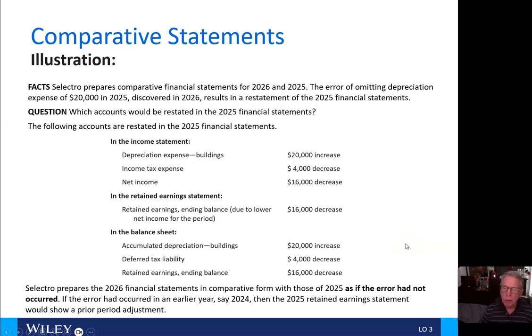Selectro prepares the 2026 financial statements in comparative form with those of 2025, as if the error had not occurred. If the error had occurred in an earlier year, say 2024, then the 2025 retained earnings statement would show a prior period adjustment.